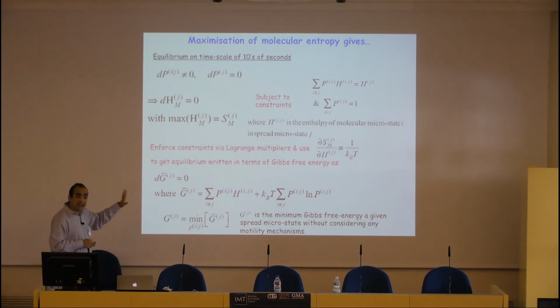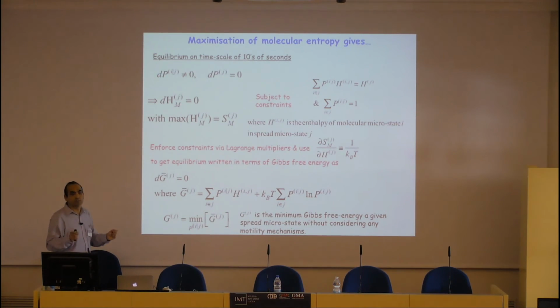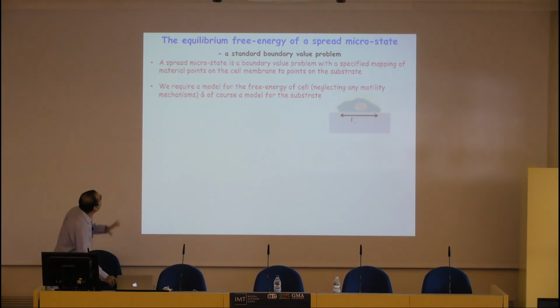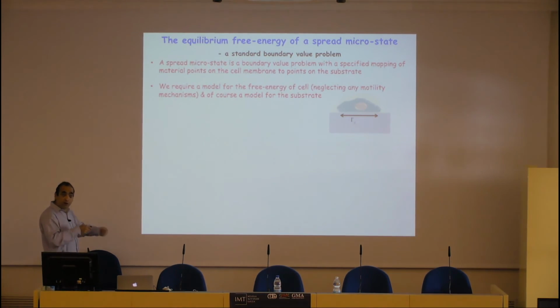You'll get the standard idea, that the equilibrium of the system is at the minimum value of the Gibbs free energy, basically. And the Gibbs free energy would minimize, of course. So now you're talking about the equilibrium of the spread microstate. So it's a standard boundary value problem. You'll get minimization of the Gibbs free energy.